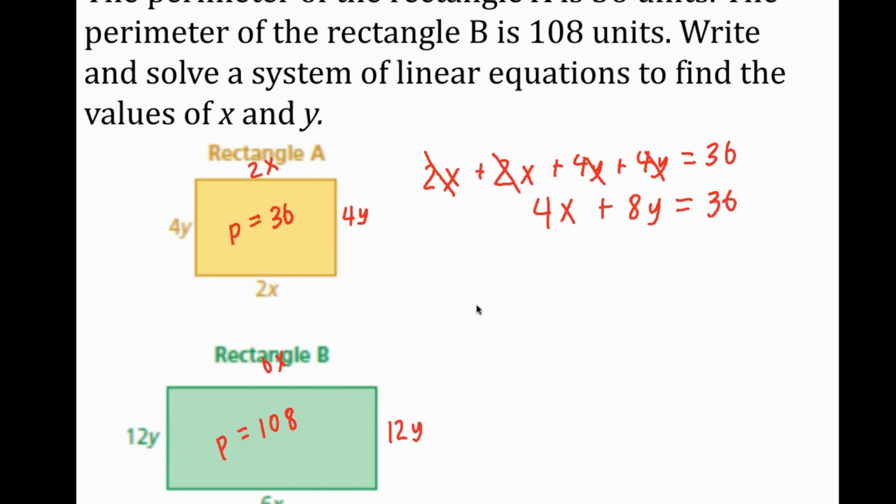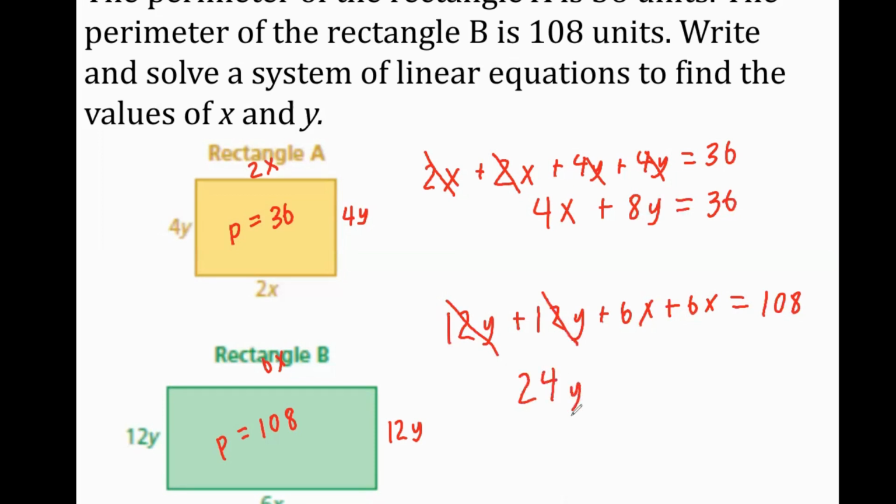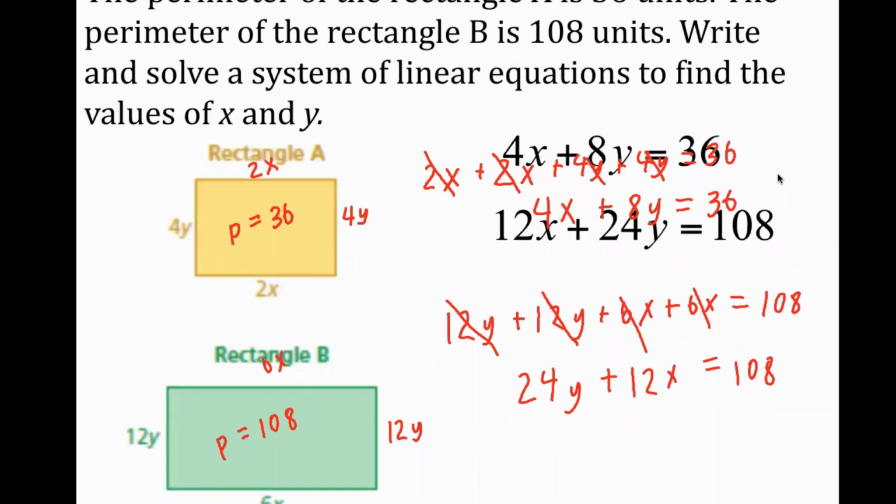Do the same for rectangle B. You would add all your side lengths, which would be 12y plus 12y, and then plus 6x, and then plus 6x again, and set that to your perimeter, which was 108. Again, you can combine like terms, so 12y plus 12y would just equal 24y, and then 6x plus 6x would just equal 12x. And again, set that to 108. So here are your two equations that make up your system of equations.